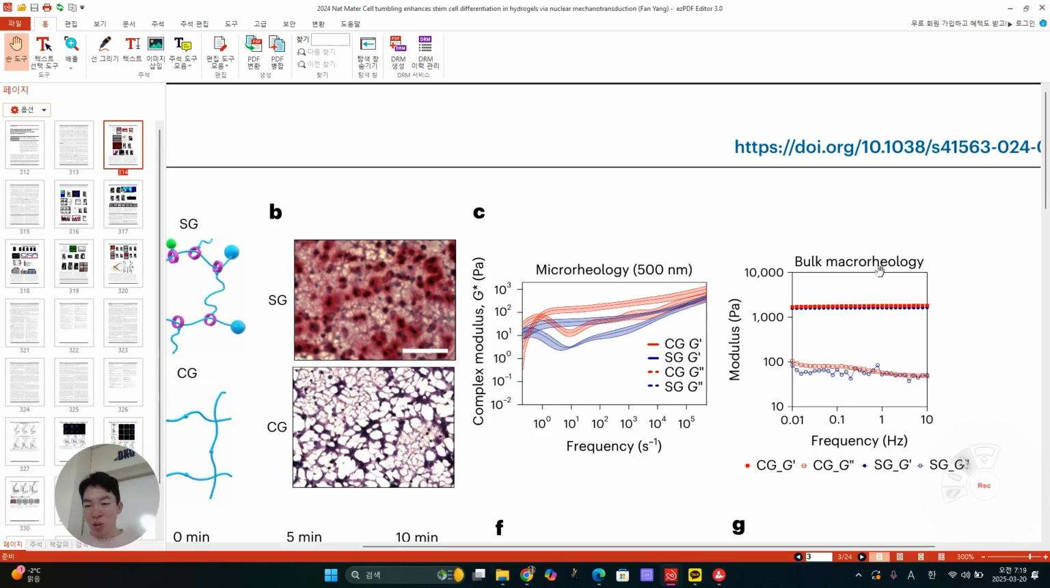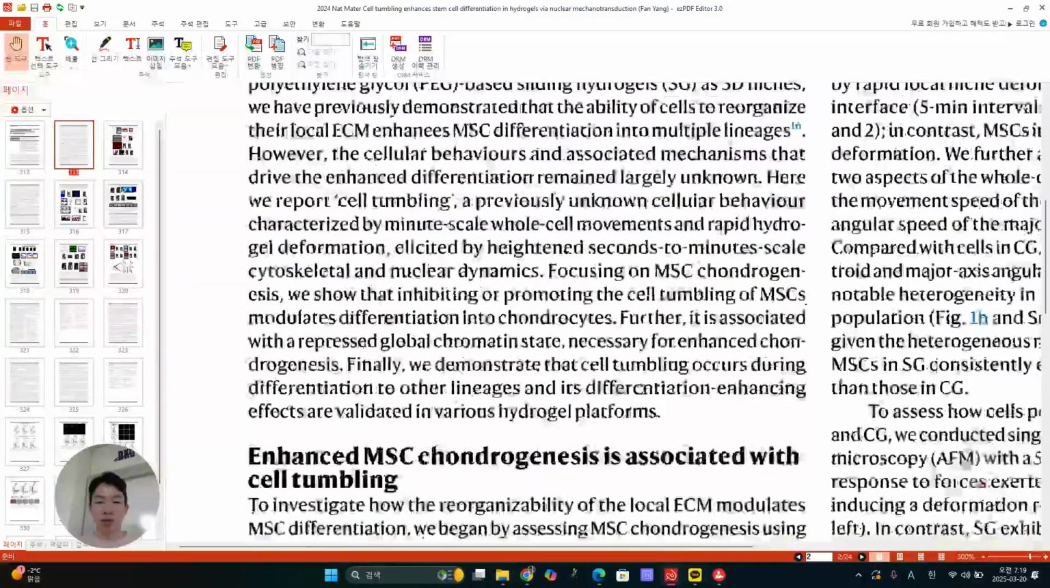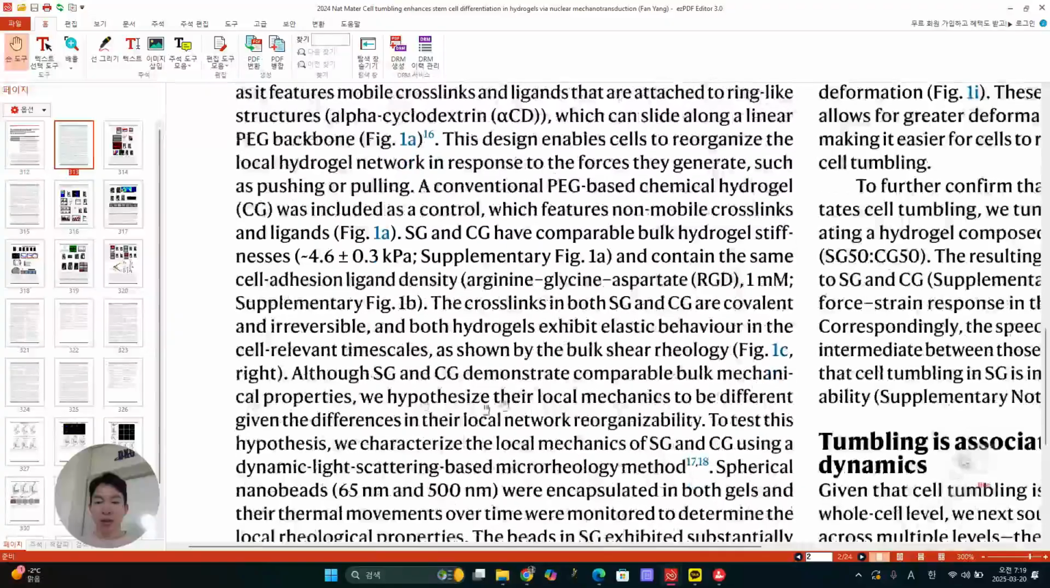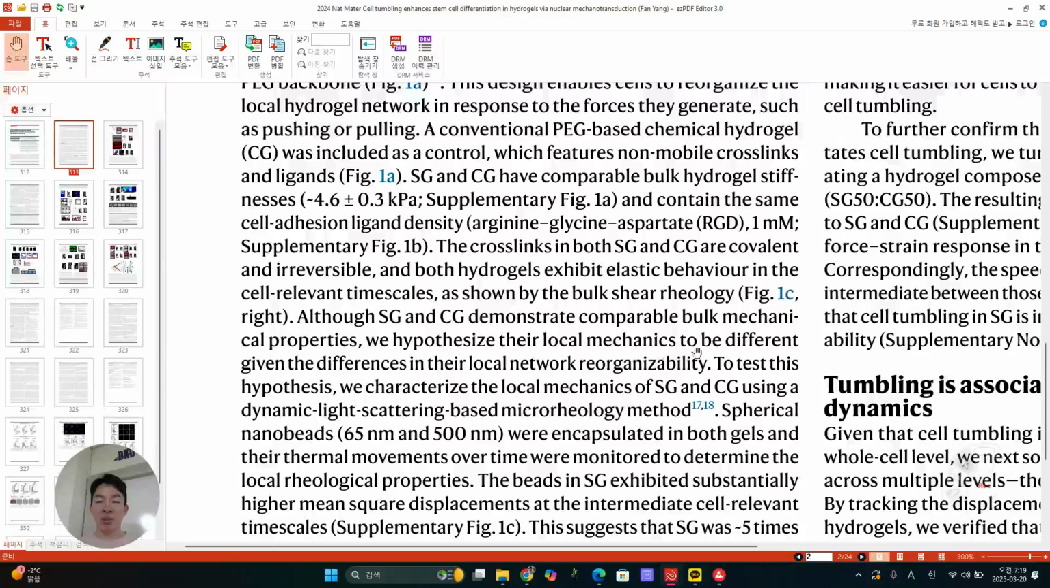So this right figure shows us these two hydrogels have covalent crosslinks and elastic behavior. A viscoelastic gel would go down over frequency. So this shows viscoelastic and elastic behavior. Although this demonstrates comparable bulk mechanical properties, we hypothesize the local mechanics to be different, given their different crosslink structure.